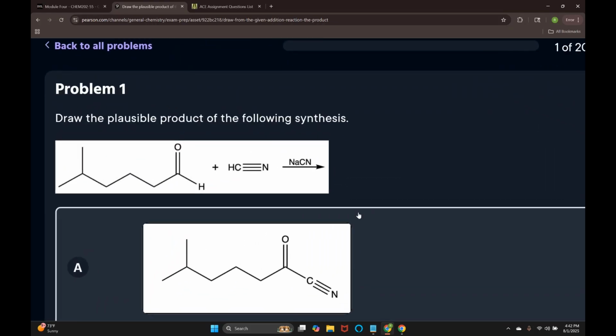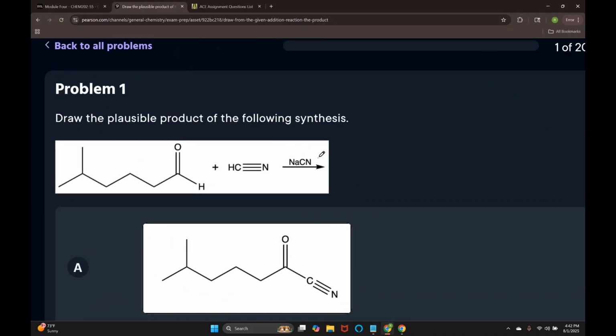Zoom in to help my older eyes, and we see we have sodium cyanide, and wherever we have sodium cyanide, I'm just going to make it easier on us and get rid of that sodium and apply our negative. Now, what do we know? Well, first of all, let's talk about what this functional group is right here. This functional group is known as an aldehyde.